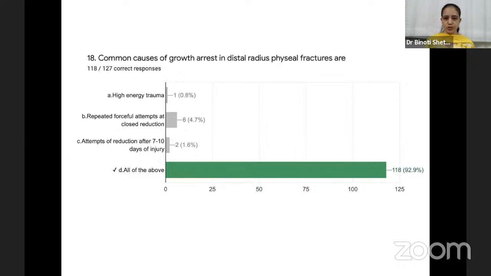Common causes of growth arrest in distal radius physeal fractures are high energy trauma, repeated forceful attempts at close reduction, attempts of reduction after 7 to 10 days of injury, or all of the above. And I think the majority have got it right. It's all of the above. 118 out of 127 have got it correct.